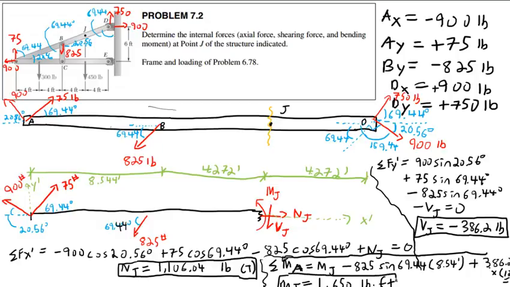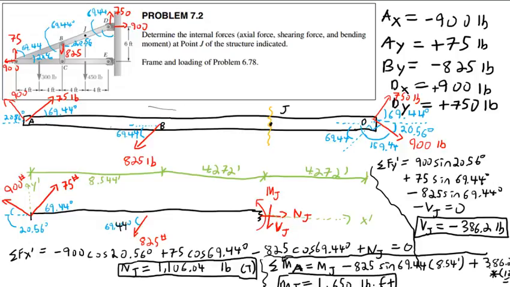Where did the X go, or was the X talking about the distance? This is 386.2 times X times 12.8. Oh, sorry, that's not an X, that's a times sign. Okay, again, so these are the internal forces at point J.